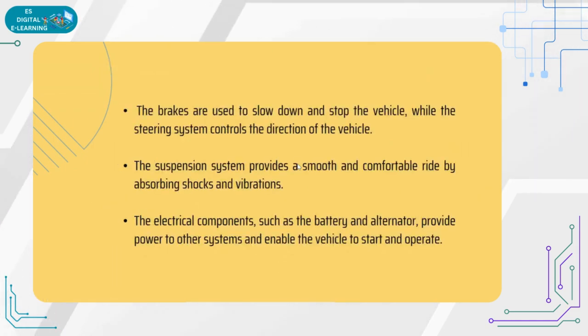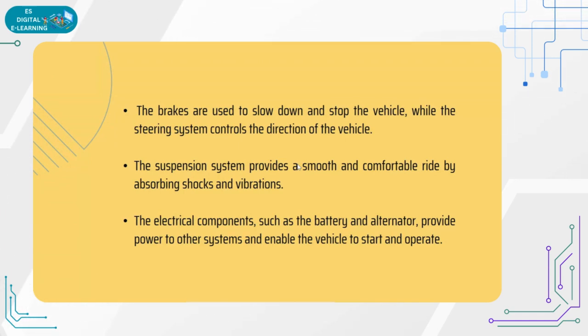And next, the brakes are used to slow down and stop the vehicle. The steering control system is used for directing the wheels. And the suspension is used for a smooth and comfortable ride for the passengers sitting in the car. Whenever you get vibrations in the vehicle, or the roads have some bumps, all of that will be controlled by the suspension system.